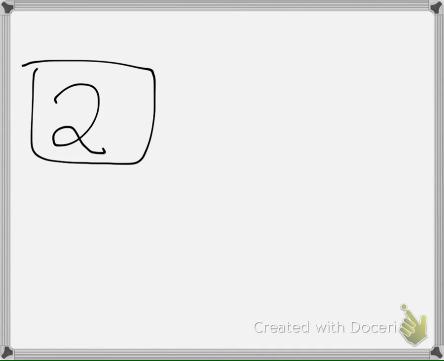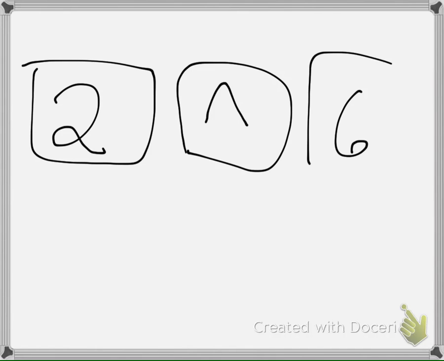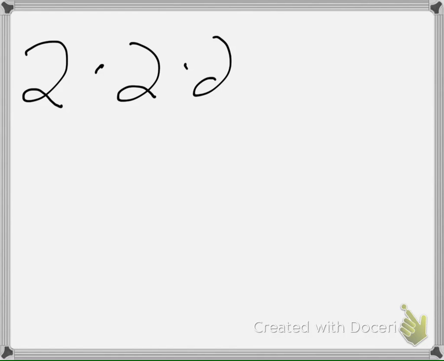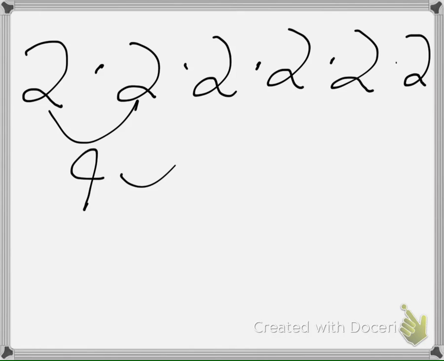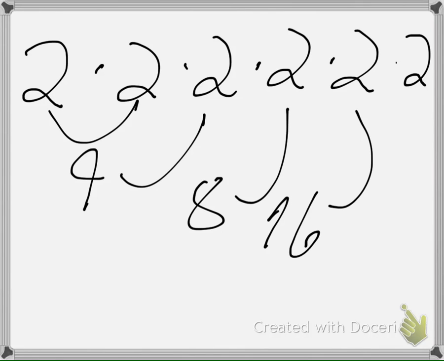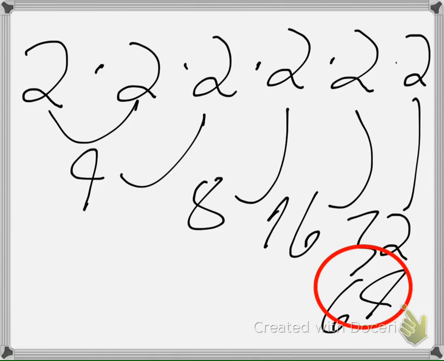Now you could just plug that into your calculator, 2 caret 6. But I was supposed to teach you how to do it without your calculator. So there's really only one way to do that. 2 times 2 times 2 times 2 times 2 times 2. 4, 8, 16, 32, and then 64. So that answer is 64.